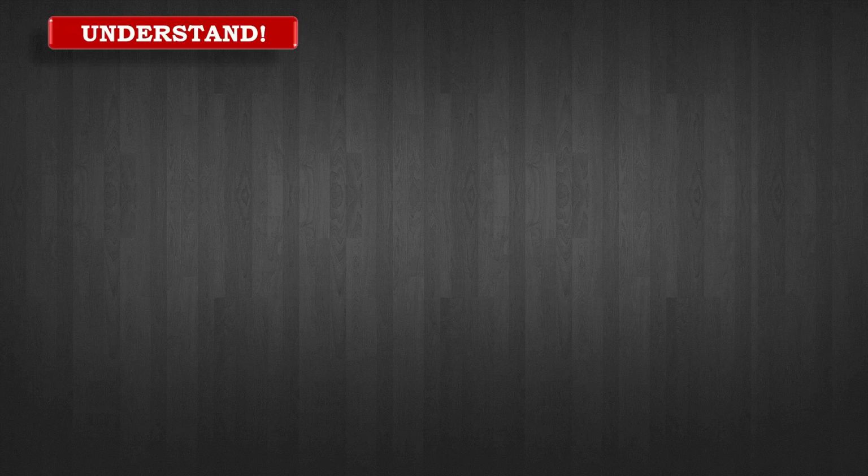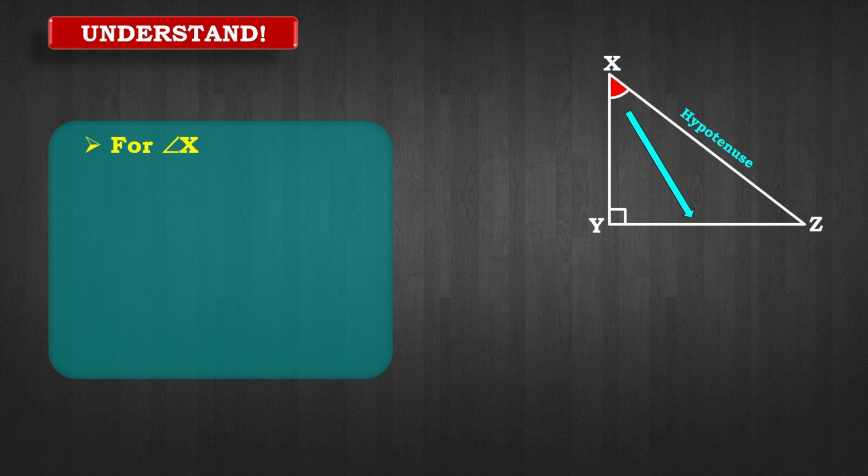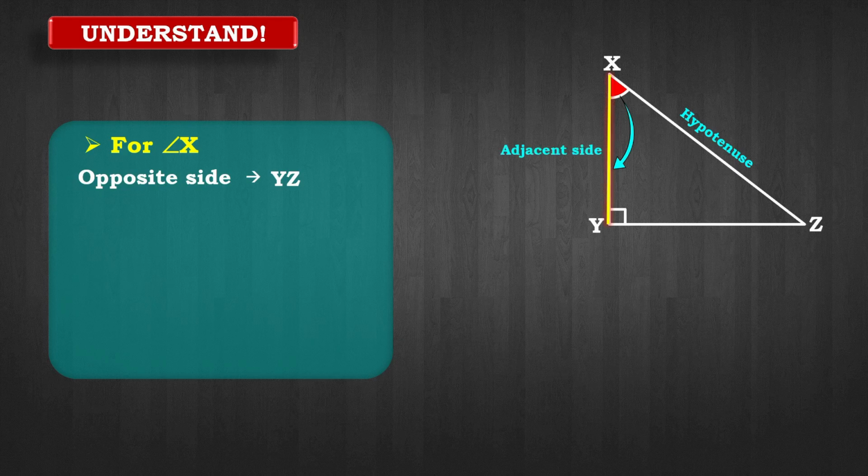Let us now clearly understand the meaning of opposite side and adjacent side with respect to an angle. Look at the given right-angled triangle. First, let us consider angle x. When we take angle x as the reference angle, the side directly across this angle is called the opposite side. So, for angle x, the opposite side is the side joining points y and z. The side which is next to angle x, but not the hypotenuse, is called the adjacent side. So, for angle x, the adjacent side is the side joining points x and y.